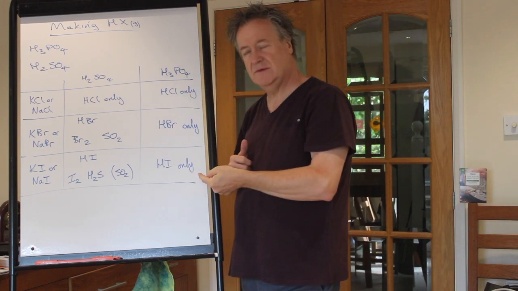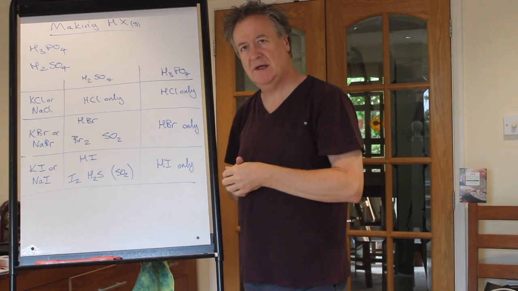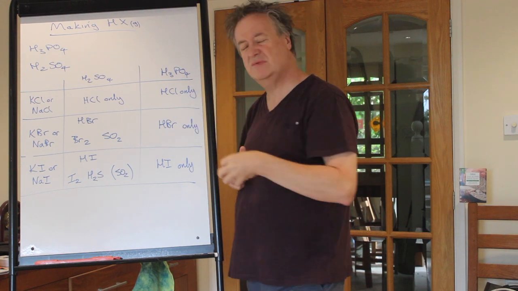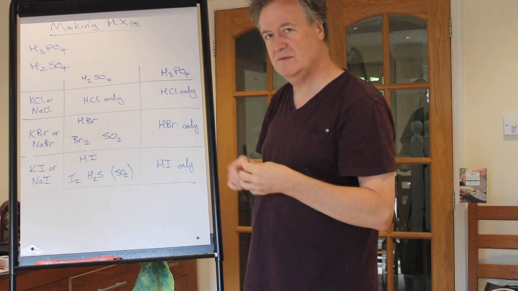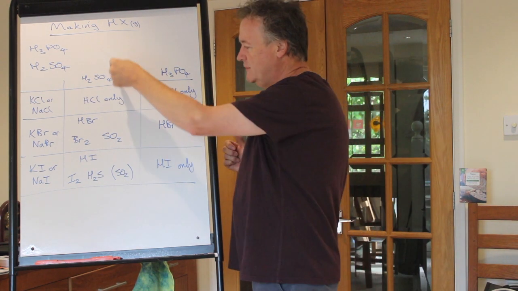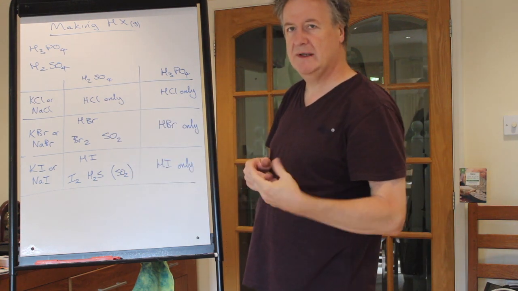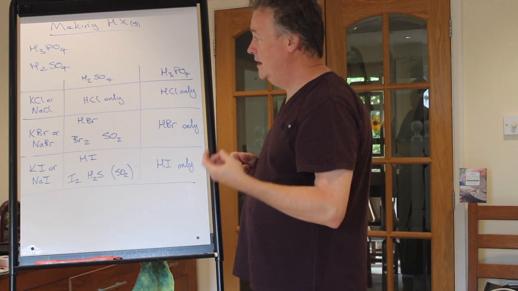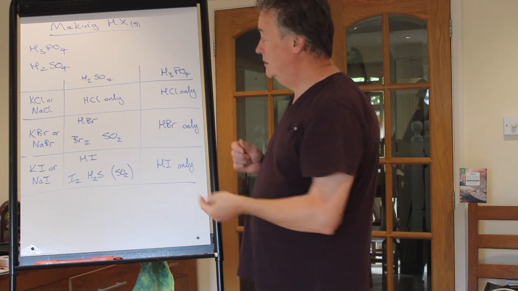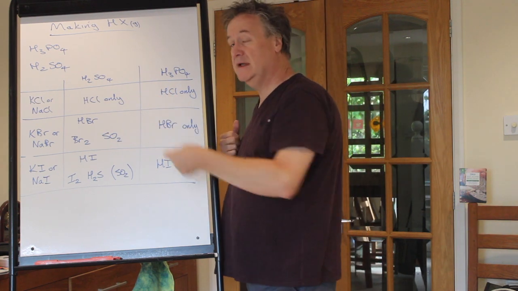Now, when you do this, it would make sense to use phosphoric acid, because if you look at the results of phosphoric acid, you only get the hydrogen halide. But the issue with it is that you don't produce them very fast. It doesn't produce them in very large quantities. Sulfuric acid is a bit more pokey at getting these gases released. Unfortunately, it only produces pure HCl.